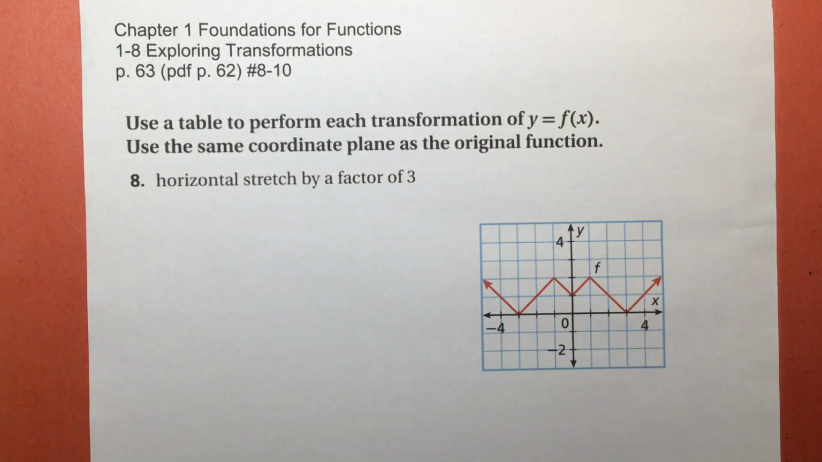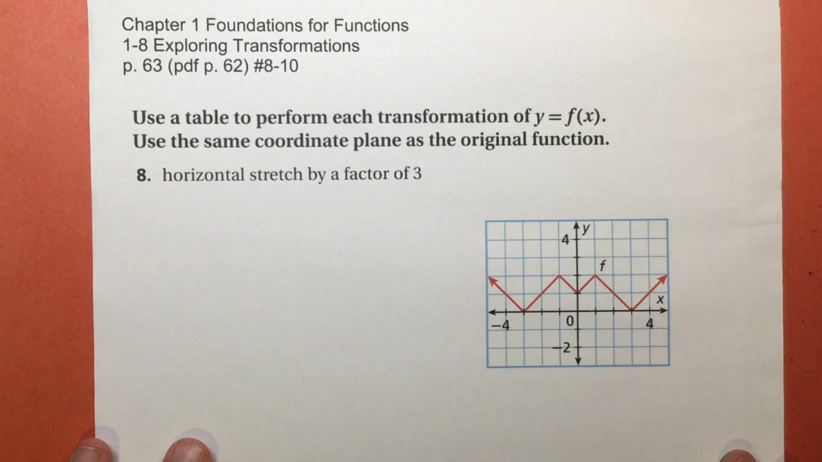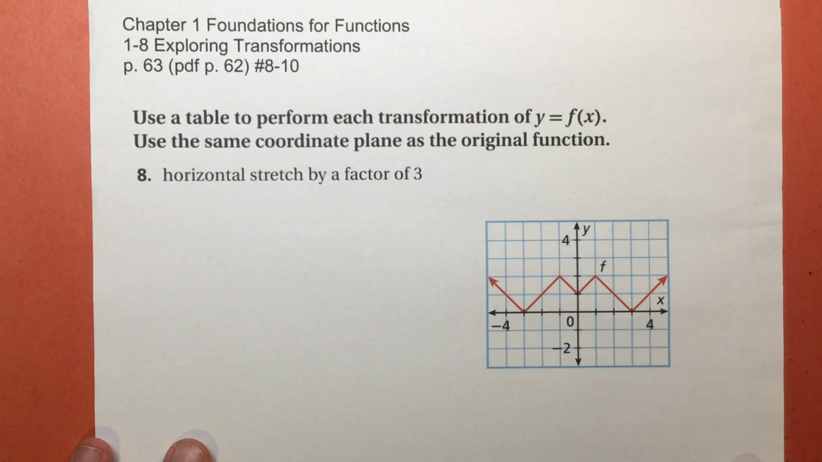Just like the previous practice problems where we were doing translations and reflections, for this one we're going to do stretches and compressions. But the process is going to be the same. Hopefully by seeing it over and over again, you're starting to see what the process is. I'm going to do a horizontal stretch by a factor of 3, and it looks like I might be off the grid just a little bit, but it'll be okay.